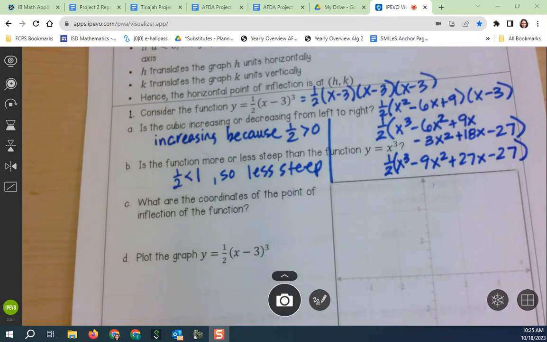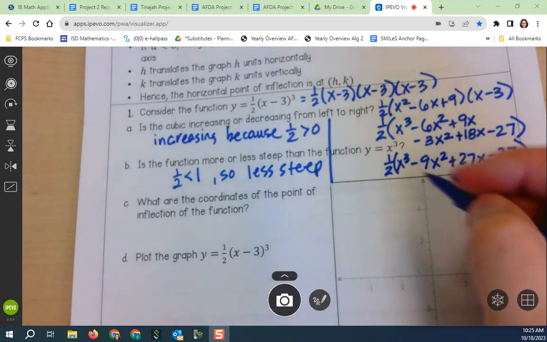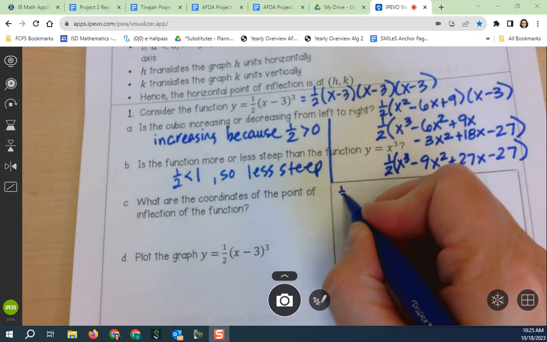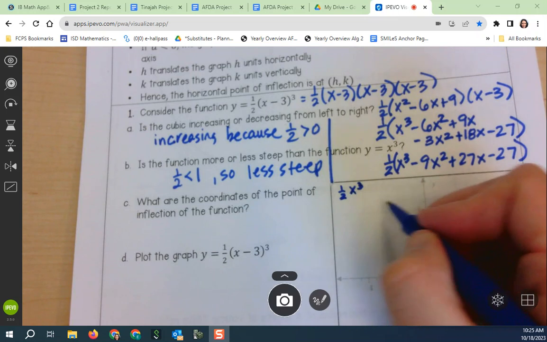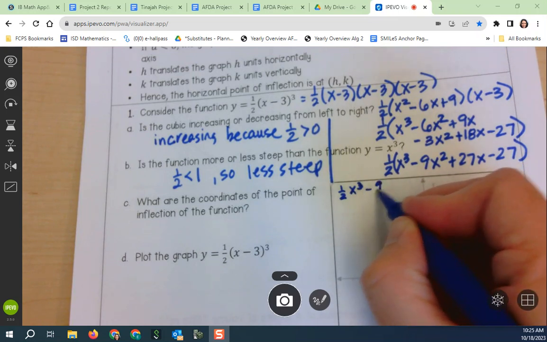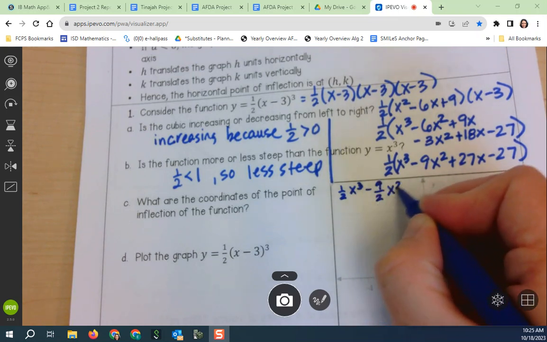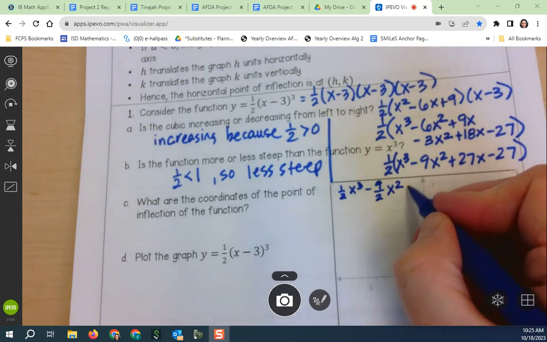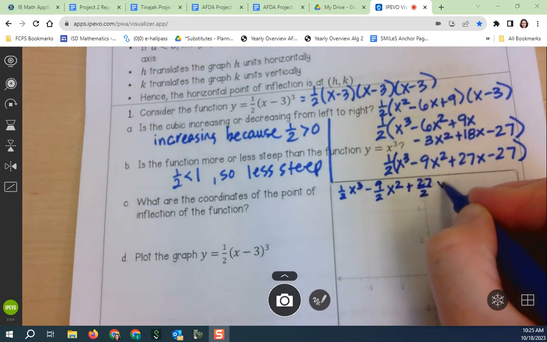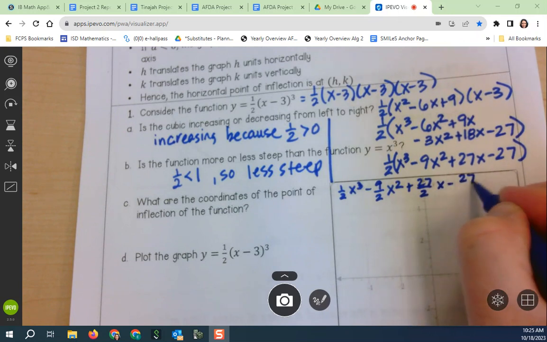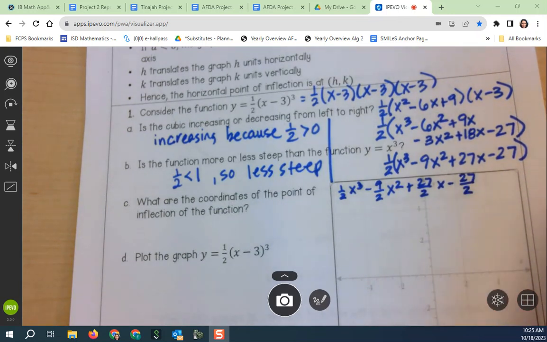And then finally I have to distribute that 1/2. I think I can do it over here. So 1/2 x cubed minus 9/2 x squared plus 27/2 x minus 27/2. And now we can use the formula.